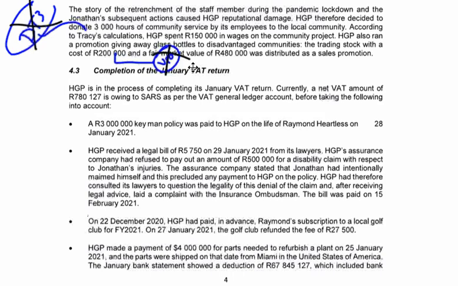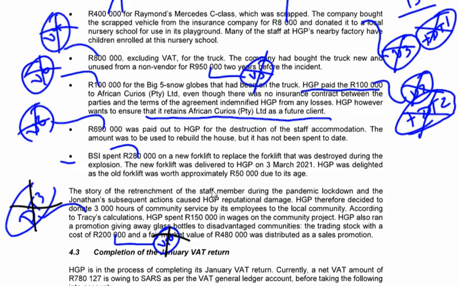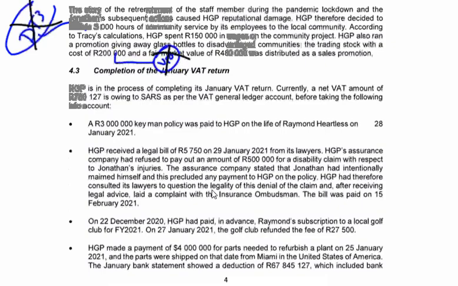Completing of the January VAT return. It says HGP is in the process of completing its January VAT return. Currently a net VAT output amount of 781.27 is owing to SARS as per the general ledger account. So how many transactions? 1, 2, 3, 4, 5. Maybe there's a 6th one in there. It's out of 6 marks. It's 1 mark per calc.